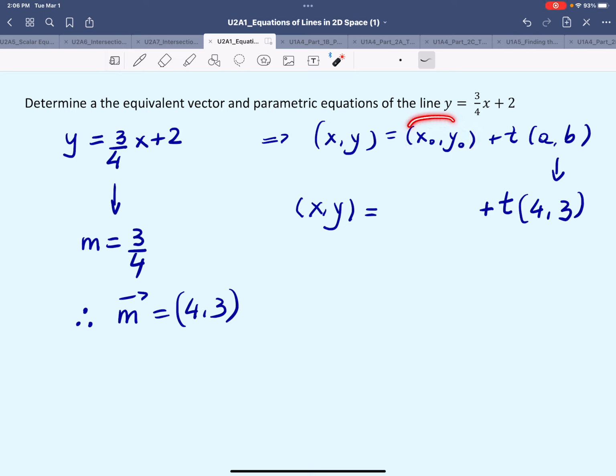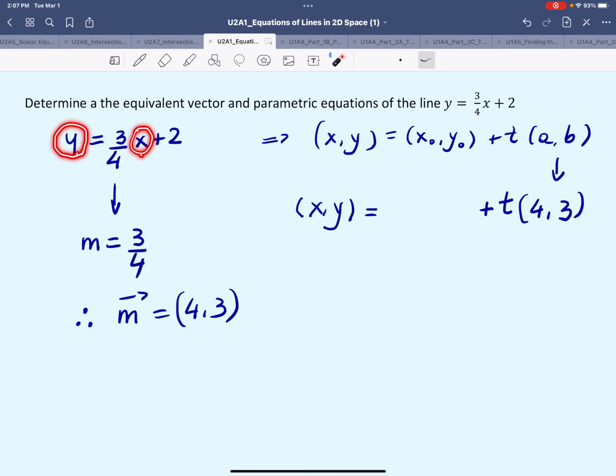Remember that this vector here, (x0, y0), represents the coordinates of a vector that has its head on this line, or the coordinates of a point on a line. If you want a point on the line, where can you get it? We are going to obtain this from the equation that is given in scalar form. How many points can you find that lie on the line y = 3/4 x + 2? If you think about it, there is an infinite number of points you can find that lie on this line.